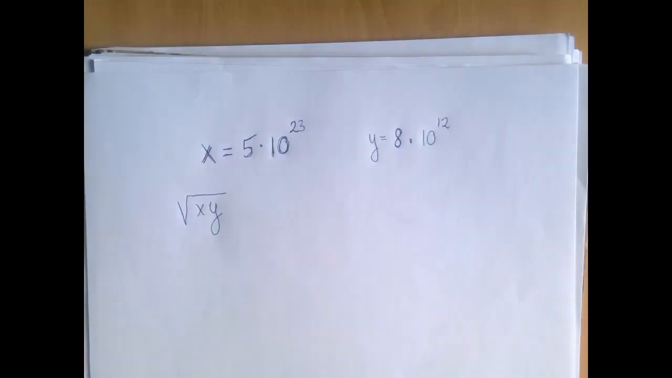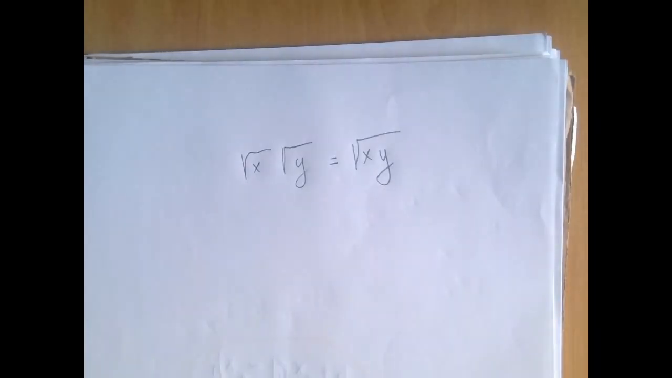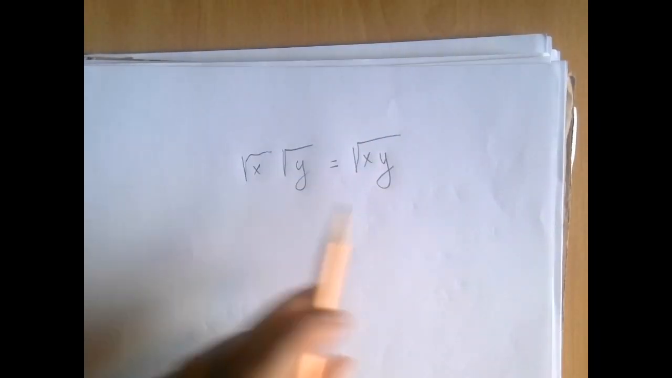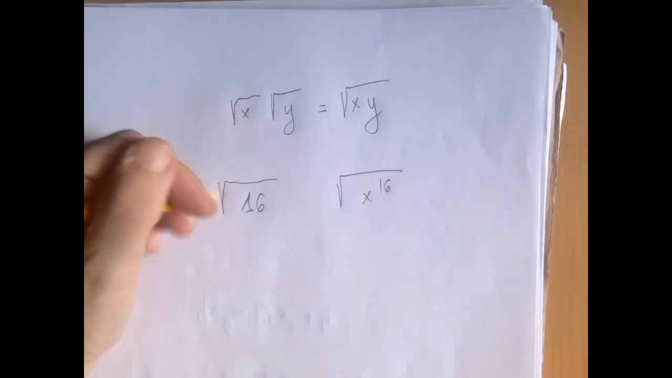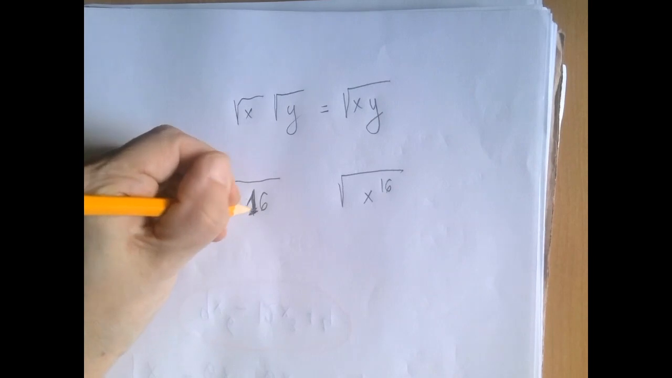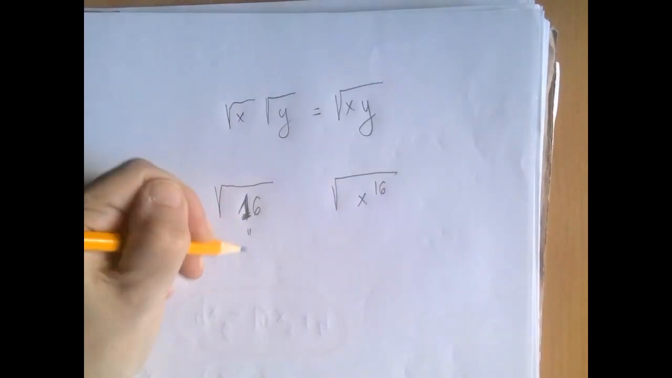So the first thing that we're going to use is a property of square roots, that the square root of a product is the same as the product of the square roots. And numbers under the radical behave differently if they're in the baseline as opposed to in the exponent. The square root of 16 is 4.